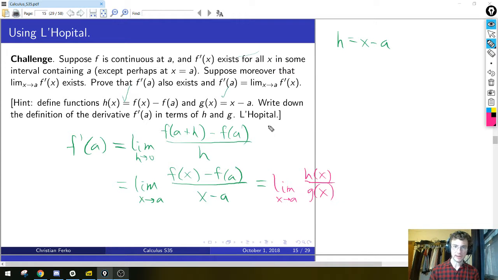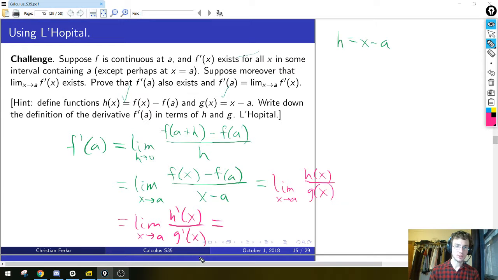Okay, so this is very nice because we know h goes to 0 as x goes to a. You can just plug in x equals a here, f of a minus f of a is 0. Similarly, g goes to 0 because a minus a is 0. So we can apply L'Hopital's rule and just take the derivative of the top and bottom. And that gives us h prime over g prime.